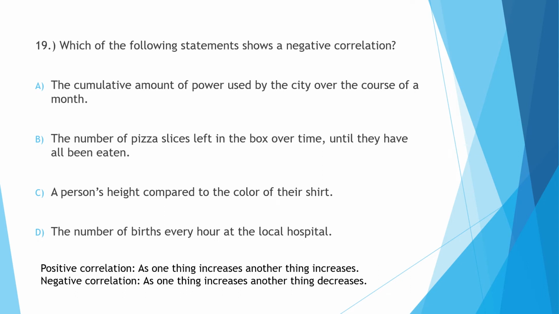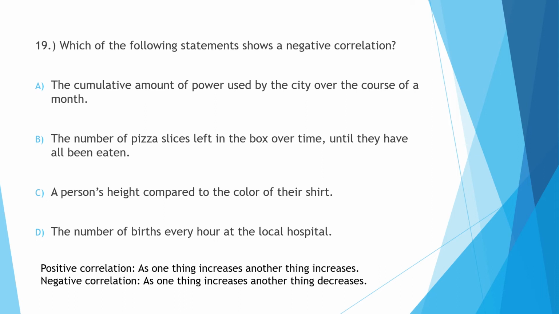Let's look at our options. The cumulative amount of power used by the city over the course of a month, that would be a positive correlation. As the month progresses, the amount of power used by the city would increase. The number of pizza slices left in the box over time until they have all been eaten. This is a negative correlation, and I'm assuming the correct answer. As time progresses, we eat the pizza, it is decreasing until it is gone.